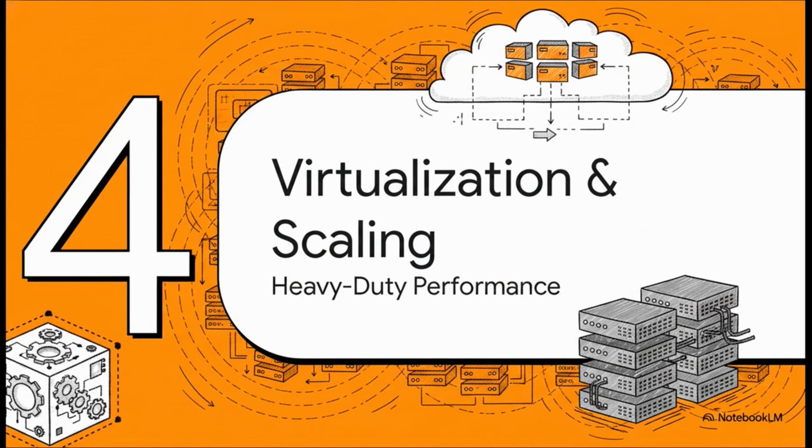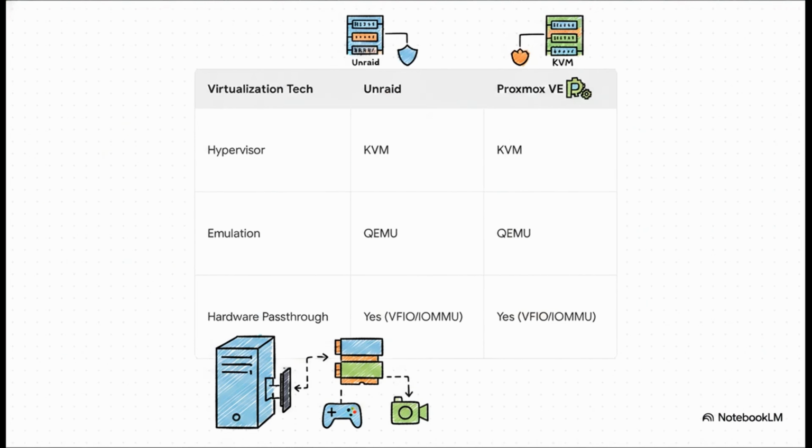Section 4. Virtualization and scaling out. When it comes to heavy-duty virtualization, the feature set is practically identical across the board here. Both systems are incredibly capable under the hood. They actually utilize the exact same open-source KVM hypervisor and QEMU emulation technologies. They both fully support IOMMU and VFIO, which means whether you're on UNRAID or Proxmox, you can pass physical hardware, like a dedicated graphics card, directly through to a Windows VM for near-bare metal gaming or video editing performance.